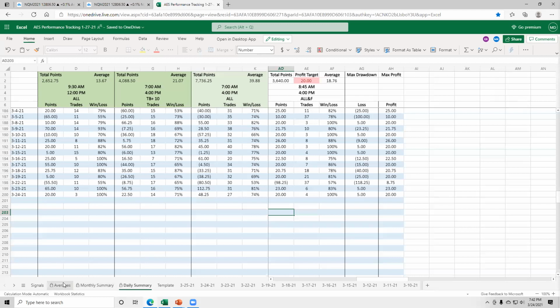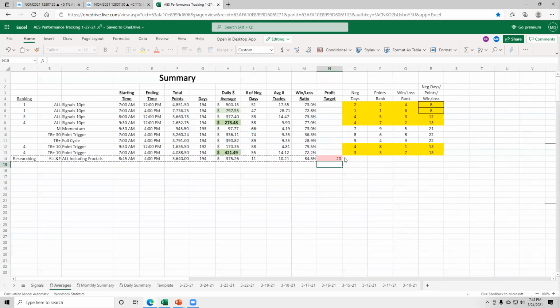I think that's an excellent feature that Aaron added. If you want to know basically what you could make interpreting all the data, if your profit target was 20 points, well, here you go. $375 a day is the average for the last 194 trading days. And I just threw this in there.